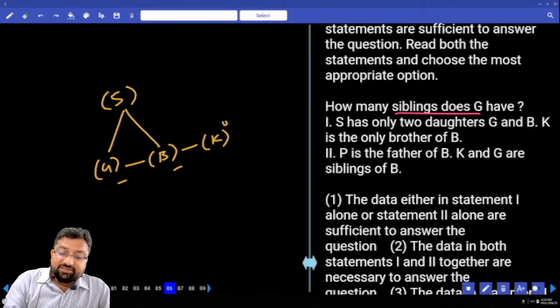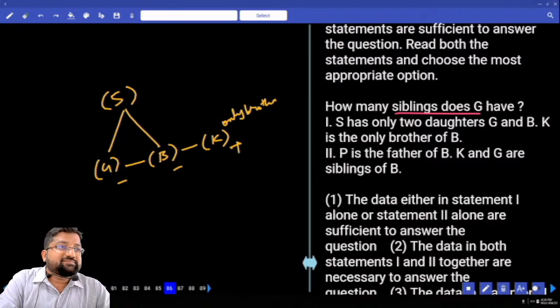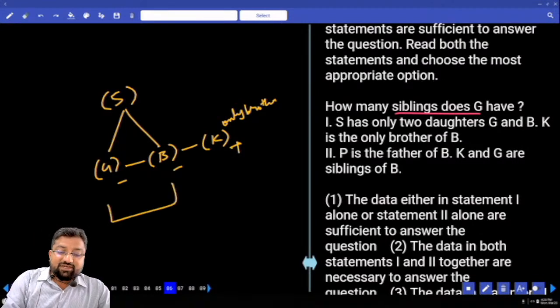K is the only brother of B. That I know for sure. Now, how many siblings does G have? G has only 2 siblings because these are the only daughters. 2 daughters.